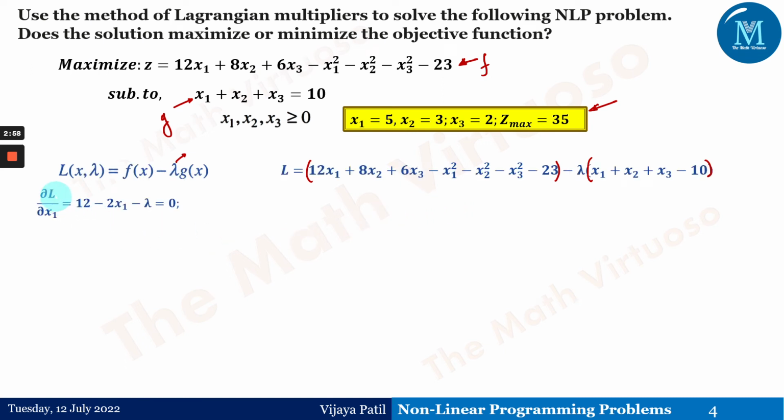If you observe here, we have x1, x2, x3, three different variables. So dou L upon dou x1 is 12 minus 2x1 minus lambda equals 0. We have the x1 term in three places here. So differentiating only these three terms, keeping all other terms constant because we are differentiating L partially with respect to x1, it's 12 minus 2x1 minus lambda equals 0. That is, we are defining x1 in terms of lambda.